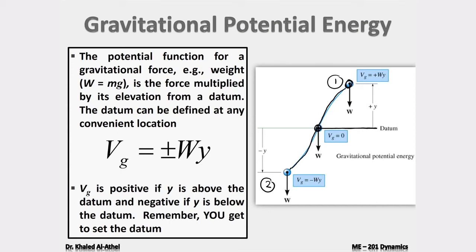So let's look at position 1. My potential energy, we call it Vg, equals plus W times y: the weight times the elevation or the vertical distance. And it's positive because it's above the datum. In position 2, potential energy is minus Wy because it's below the datum. Now, in the same example, if the ball was originally here and it dropped vertically until it reached the same location, the potential energies will be the same. Here, Vg equals Wy, and here it will be Vg equals minus Wy.